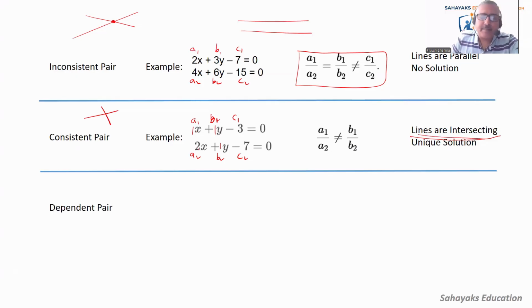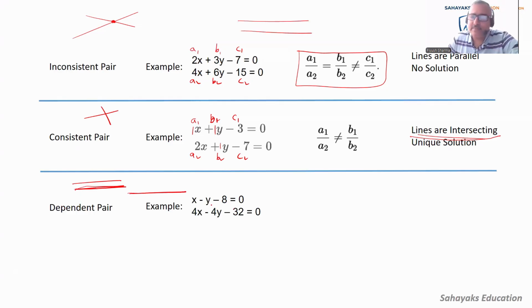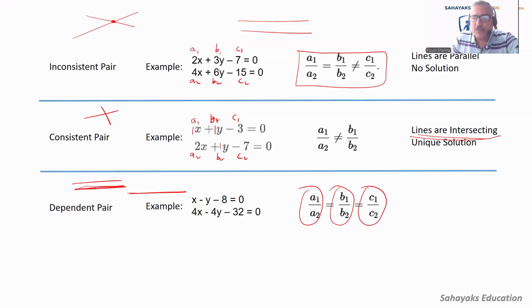Then comes dependent pair. Not lines are parallel, sorry. Dependent pair means that the lines are on top of each other. This is one line, and on top of that, there is another line. Same line. Now, an example is given. In these cases, a1 by a2 is equal to b1 by b2 is equal to c1 by c2. Basically, all the coefficients are in the same ratio.